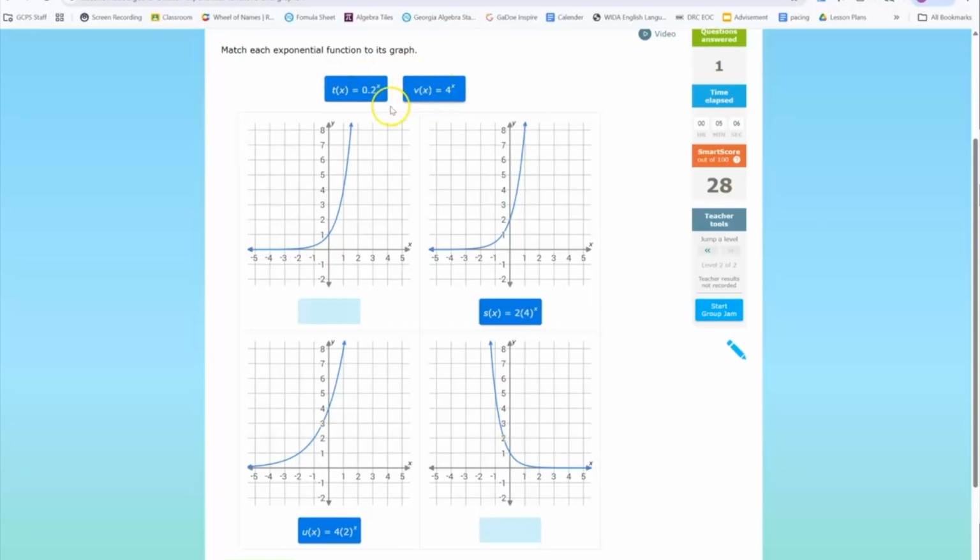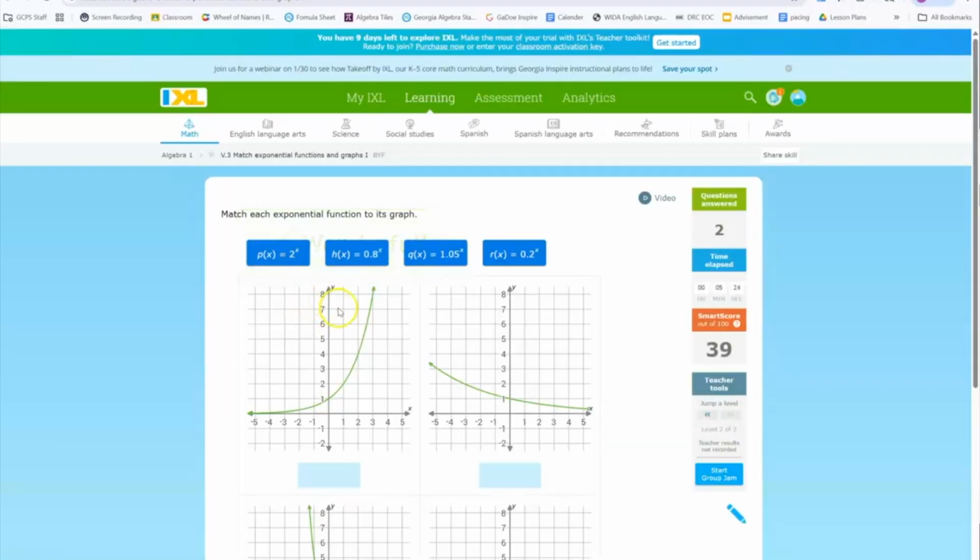Now I can look at these two. One of these is decay. How do I know it's decay? Because it's between 0 and 1. So this one is decay. So looking at the two problems, what's this? Growth. And this one is decay. So I don't even have to really take a lot of time doing these questions if I really understand what ab^x plus c means.